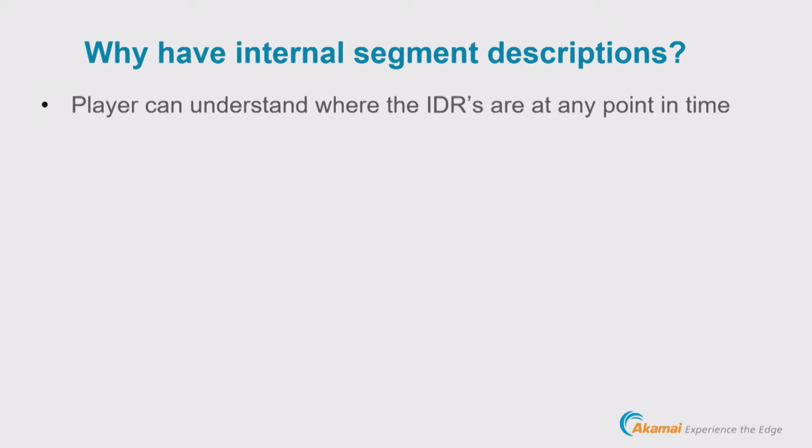Now, what Apple does have is internal segment durations. Why is this useful? It's useful because the player can understand where the IDRs are at any time. With a Dash or a LHLS solution, the segment is an opaque box. In Dash, we know that there's an IDR at the start, but for a 6-second segment with 3 2-second GOPs, you don't actually know where those intermediate GOPs are. And there are points that you could, in fact, start decoding the segment.